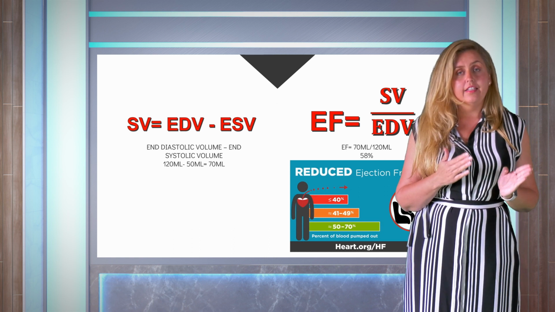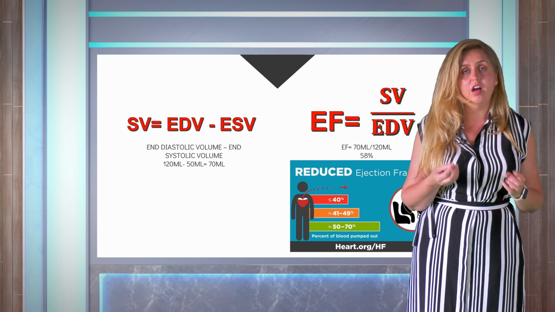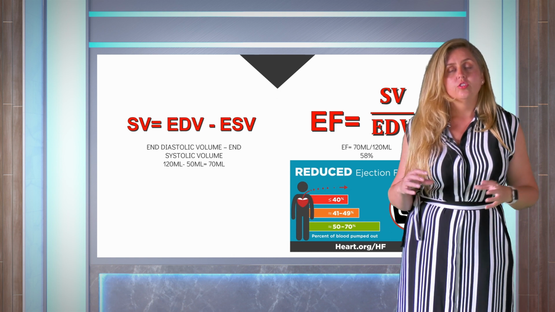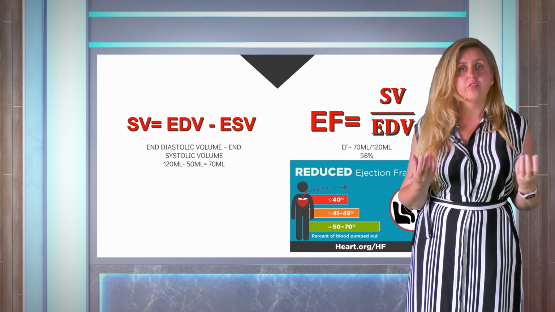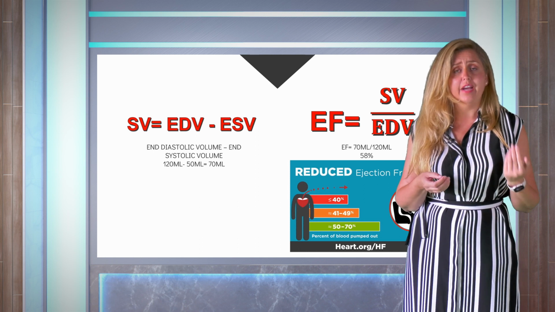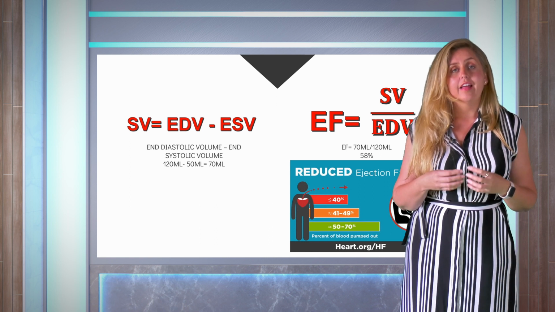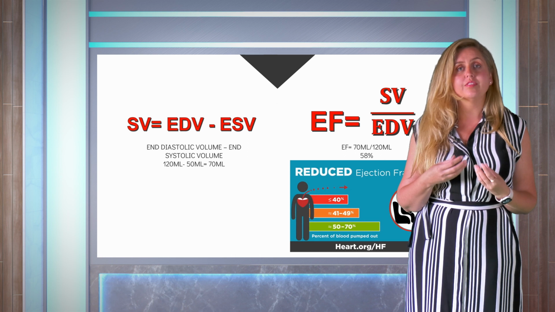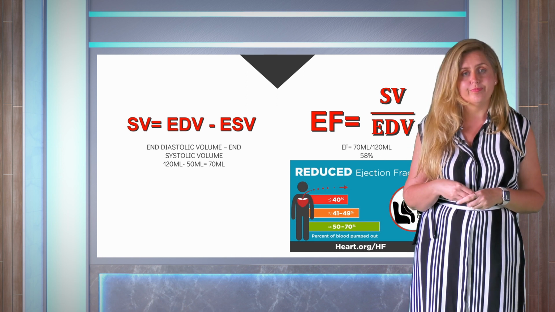ESV, end systolic volume, will be the amount of blood in the ventricles after systole. So when our ventricles eject, they don't eject all of the blood. We're not trying to create a vacuum in our hearts. There's always a little bit of blood there. And that blood that's left over at the end of systole is the ESV, end systolic volume.